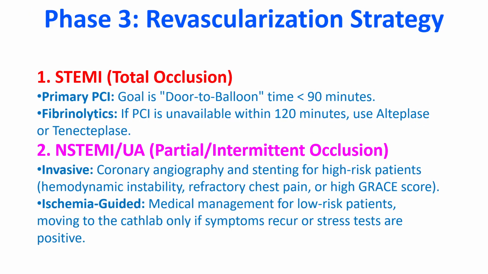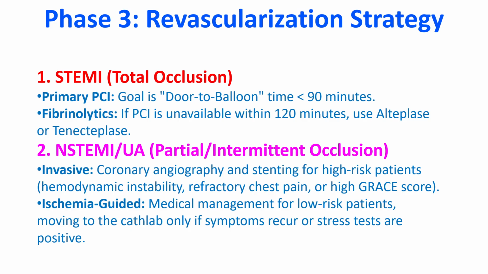Then comes the revascularization strategy, that is the definitive fix for the plumbing issue: percutaneous coronary intervention. For STEMI, that is ST elevation myocardial infarction, usually due to total occlusion, primary PCI. Goal is door to balloon time less than 90 minutes. And fibrinolytics, if PCI is unavailable within 120 minutes, use alteplase or tenecteplase.